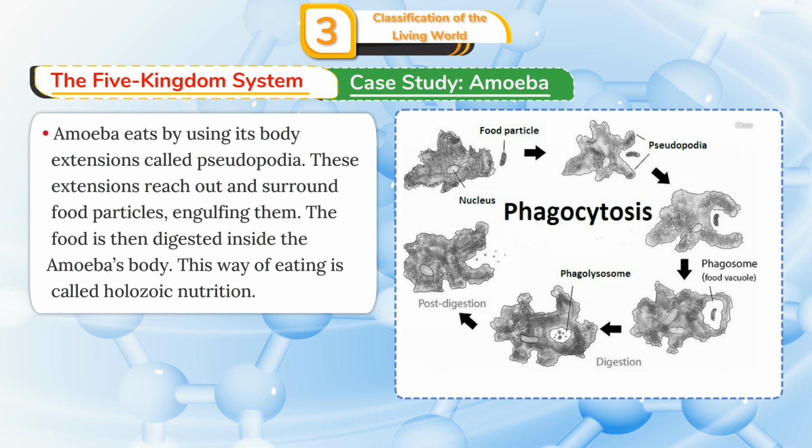Amoeba eats by using its body extensions called pseudopodia. These extensions reach out and surround food particles, engulfing them. The food is then digested inside the amoeba's body. This way of eating is called holozoic nutrition.